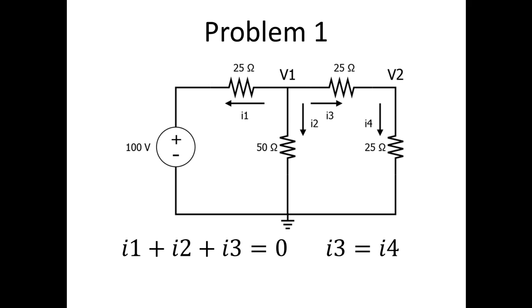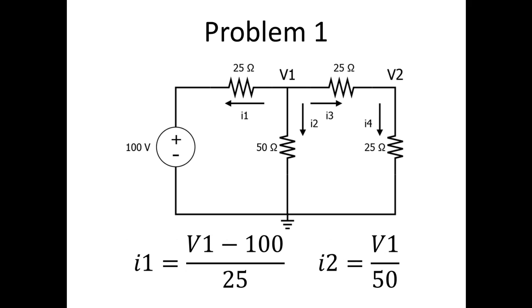The first step is KCL. You assign a current to every branch and write the KCL equations that would be true. We have I1 plus I2 plus I3 out, which is equal to 0, the sum of the currents coming in. And we also have I3, current in, is equal to I4, current out.